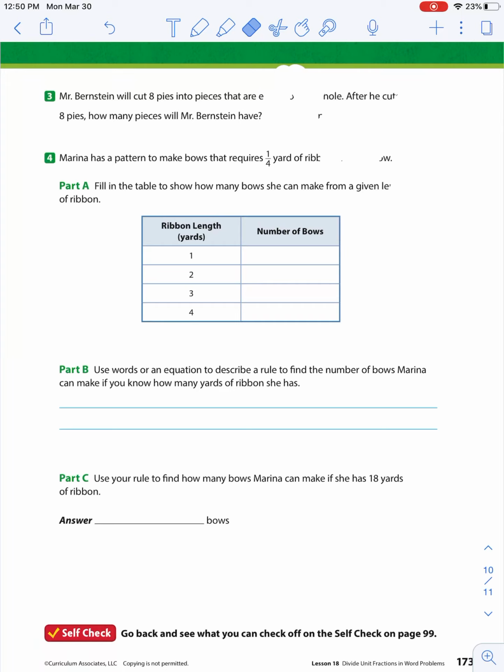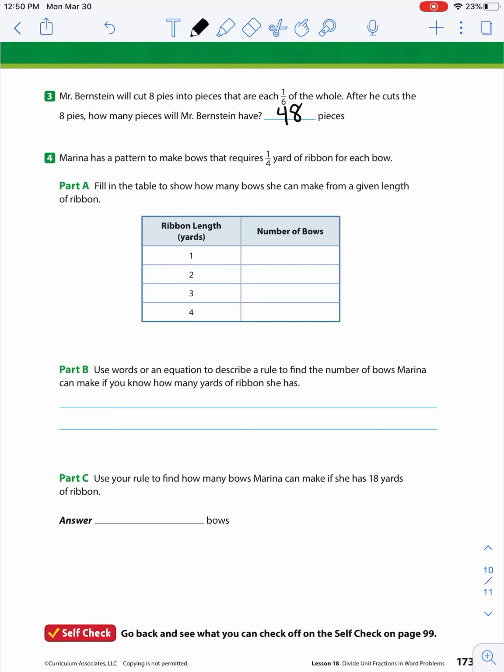So in other words, Mr. Bernstein has 48 pieces. Look at that. They're missing a period. Oh, no, I tell a lie. That's my fault. It's just a label.